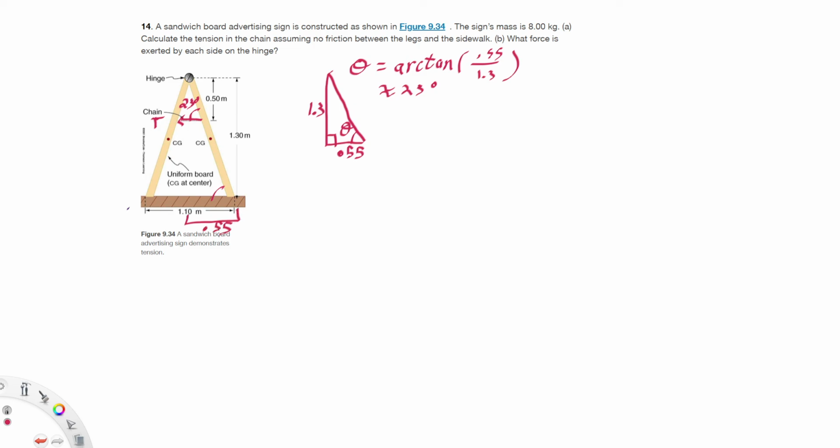Oh, so we're just doing distances right now, not forces. Oh, right, I'm sorry. Yeah, these are just distances so far. So 1.3 meters tall, 0.55 meters wide. So that gives us the two legs of this right triangle that we would get if we draw an altitude directly down the middle of the sandwich board. Okay. So far, so good? Yeah.